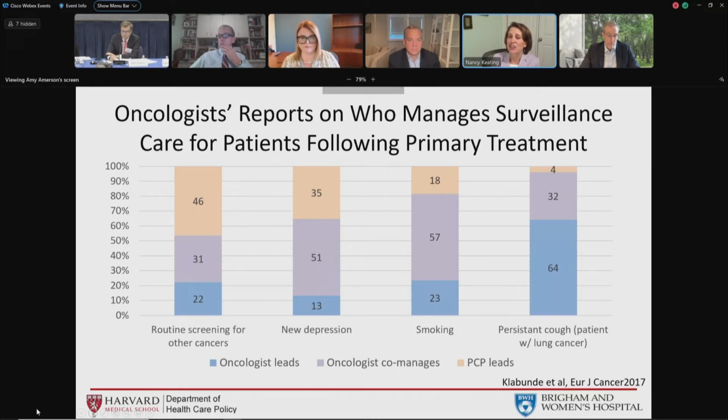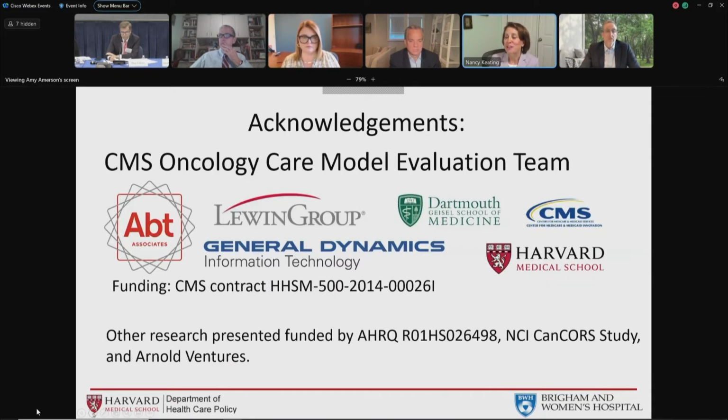Obviously, this creates a lot of challenge when the oncologist and the PCP or other docs are not in the same practice. Next slide. And with this, I just want to acknowledge some of the collaborators who contributed to some of the work that I presented today, as well as some of the funders. And I'll look forward to the discussion.